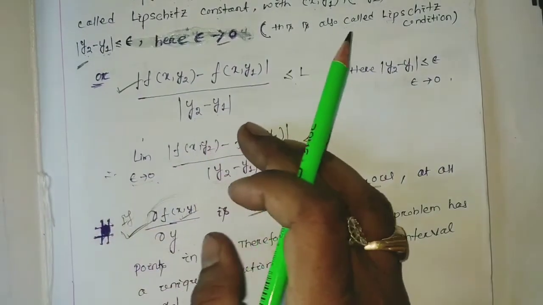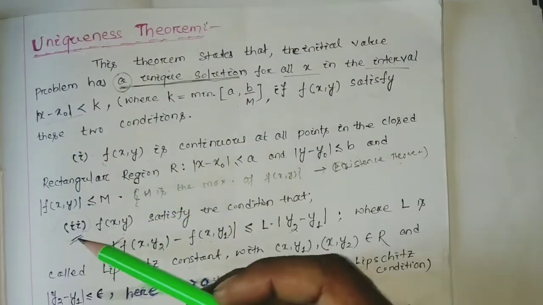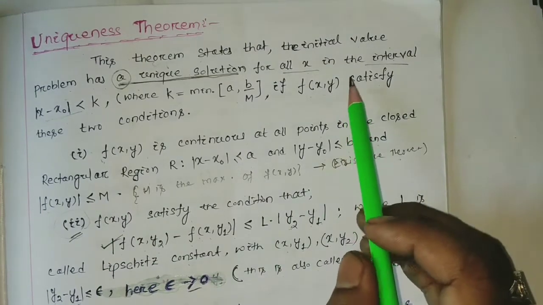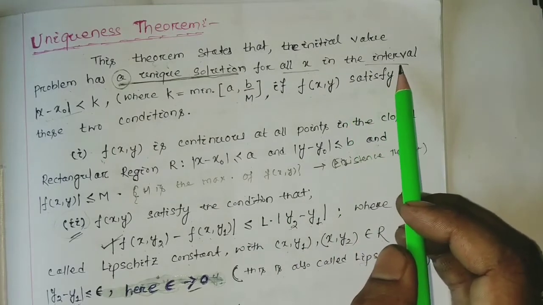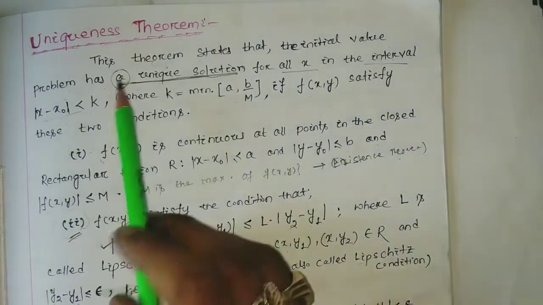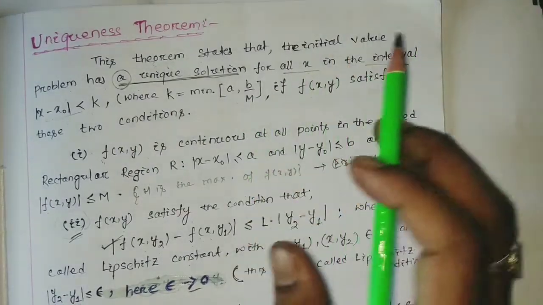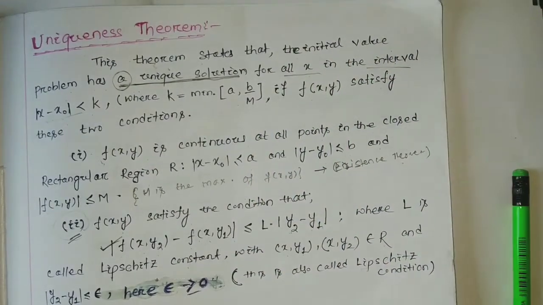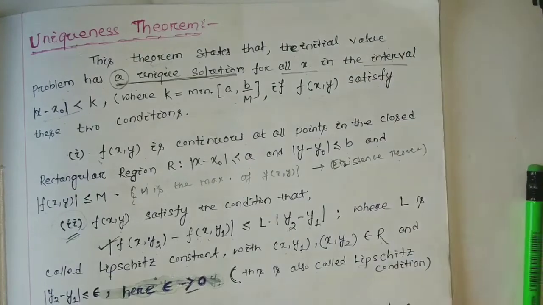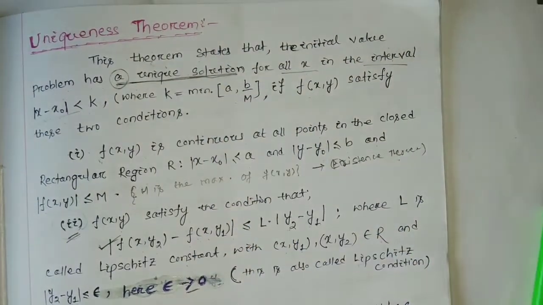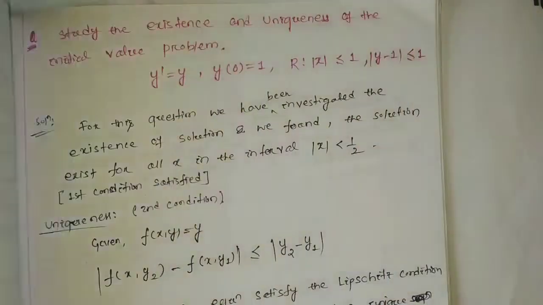If both conditions 1 and 2 are satisfied, then we can say that the initial value problem has a unique solution for all values of x. This is the confirmation that the initial value problem has a single, or unique, solution. Now we are going to move on to numericals.